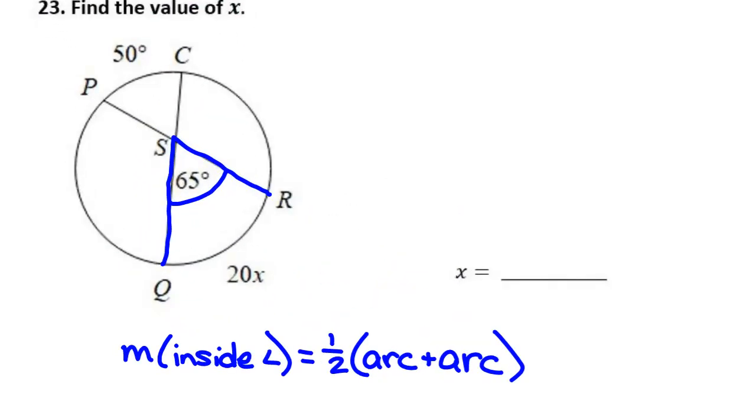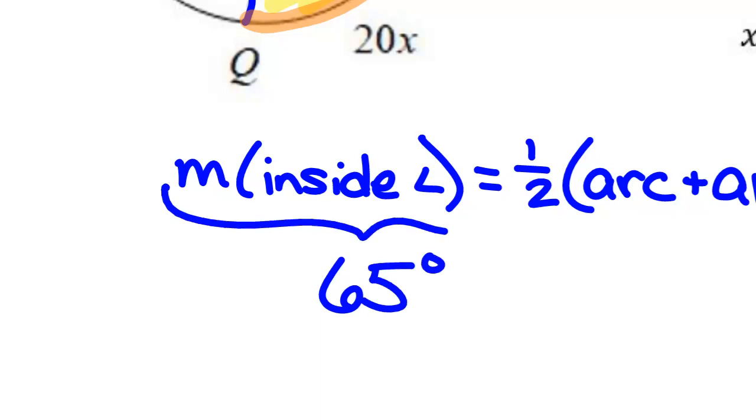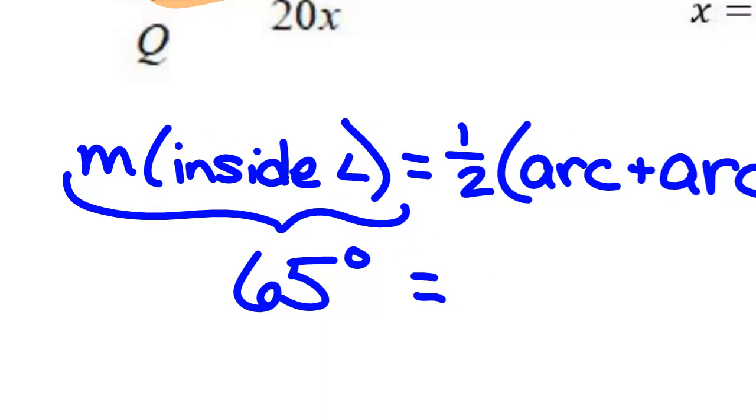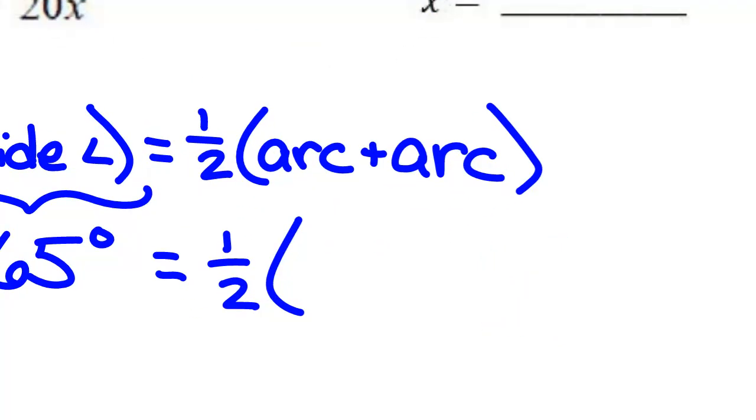And these two intercepted arcs, well, one of them would be this arc right here, QR, and the other arc would come from the vertical angle portion over here, arc PC. So we're going to take our angle, 65 degrees. That's my inside angle, so it goes over here on this side by itself, equals 1/2. And then I add those two arcs together, 50 and 20x.